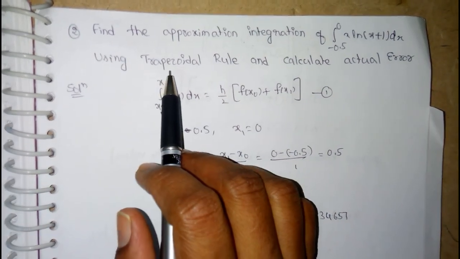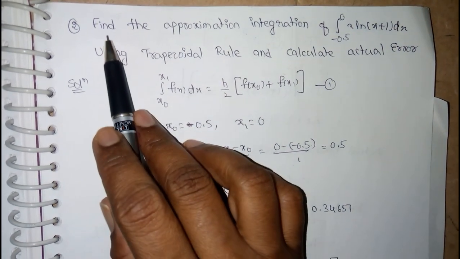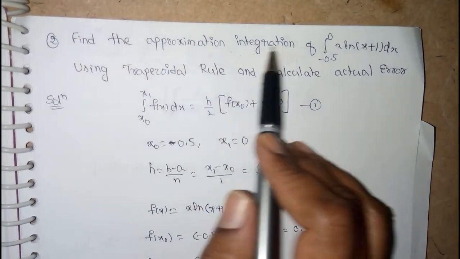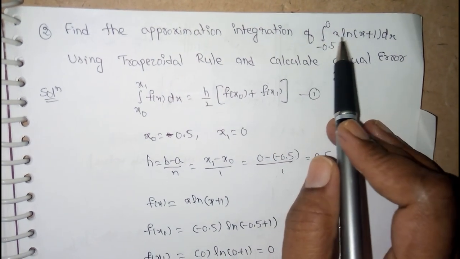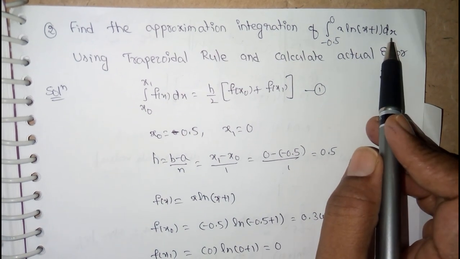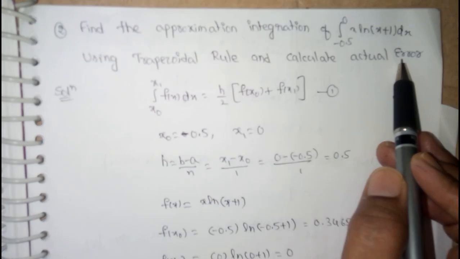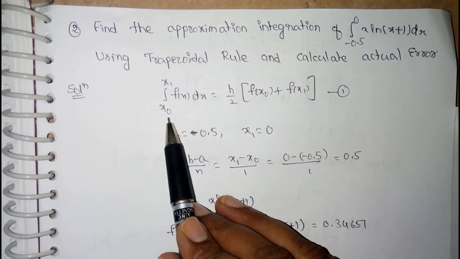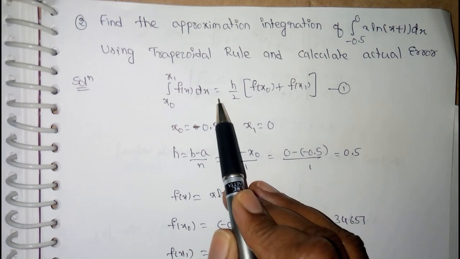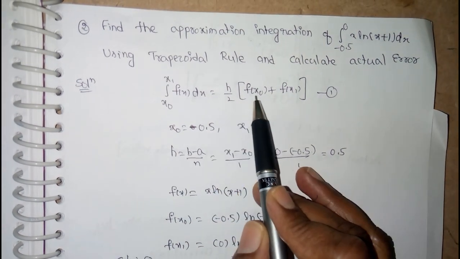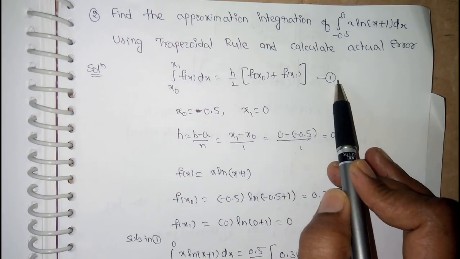Now we discuss the problem on the trapezoidal rule. The problem is to find the approximation of the integral from -0.5 to 0 of x ln(x + 1) dx using the trapezoidal rule and calculate the actual error. First, write the trapezoidal rule formula: the integral from x0 to x1 of f(x) dx equals h/2 times (f(x0) + f(x1)). Take that as equation 1.